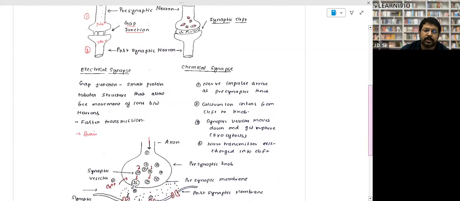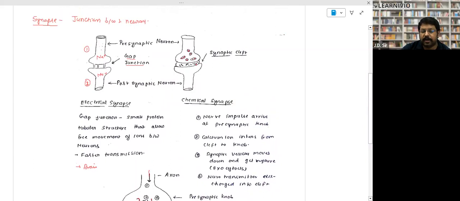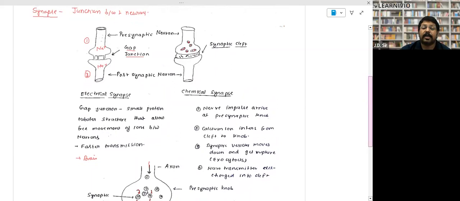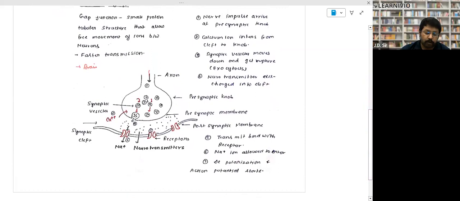Now, the second one, where the transfer of information from one neuron to another takes place through some chemical or neurotransmitter. How is this information transferred? Try to understand. And this process will be helpful for us in the next chapter as well. Try to understand how the information is transferred from one neuron to another neuron. Right? Look.